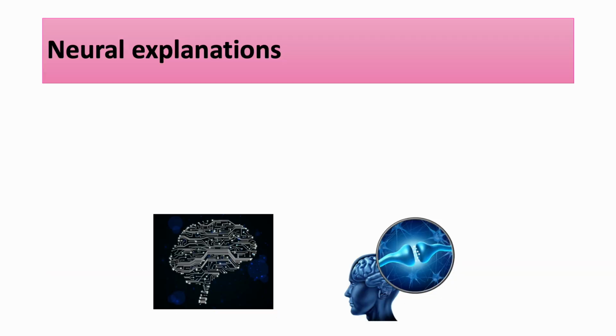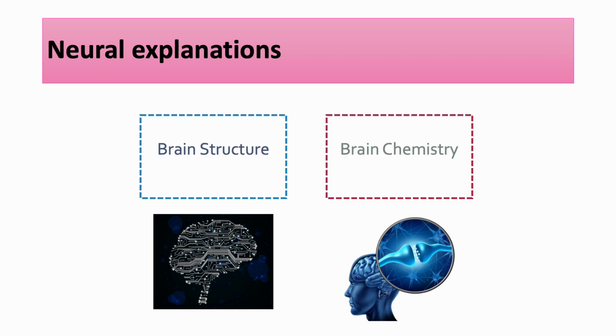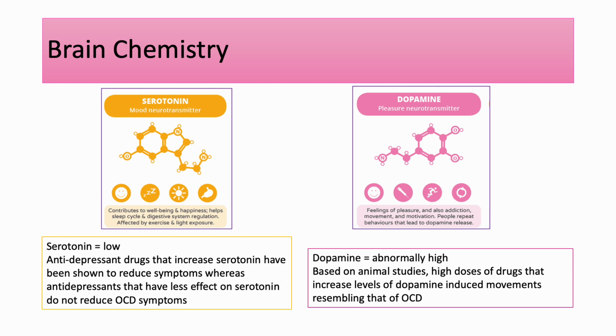Which moves on now to the neural explanations of OCD, looking at brain structure, so specific brain areas, and brain chemistry, your neurotransmitters. I mentioned earlier the SERT gene and the COMT gene, which have a role in terms of dopamine and serotonin. But when we're talking about the neural explanations, we want to move away from genetics and focus on the neurotransmitters. You've got serotonin. Low levels of serotonin are linked to OCD, and antidepressants that increase serotonin have been found to reduce the symptoms of OCD, whereas antidepressants that have less effect on serotonin and target other neurotransmitters have no effect on OCD symptoms. So there's clearly a link there between the neurotransmitter serotonin and OCD.